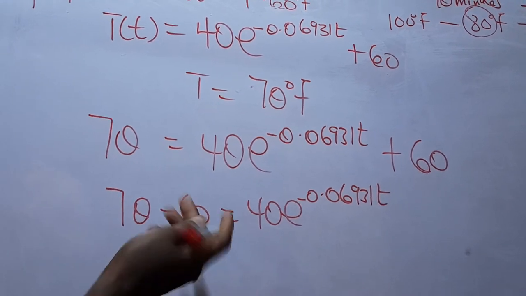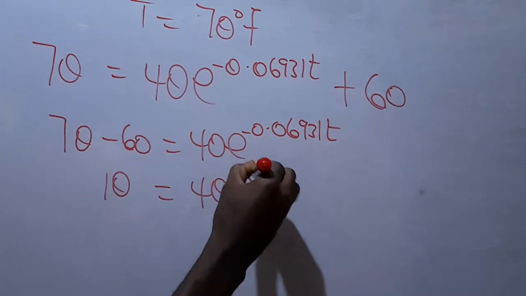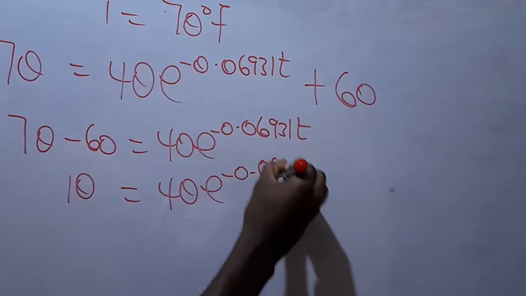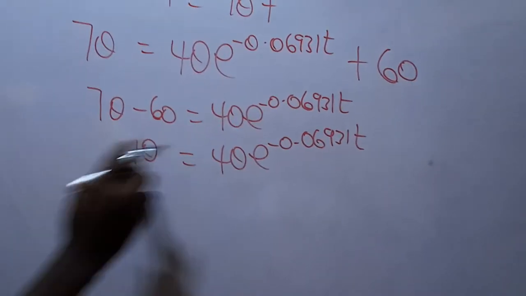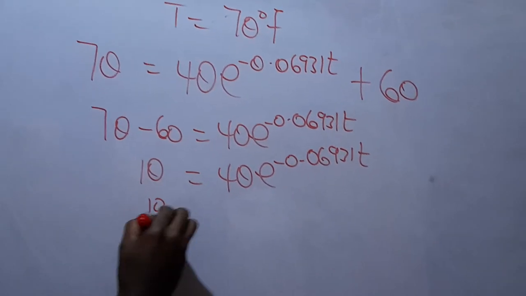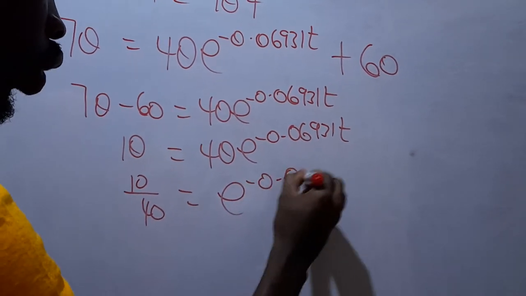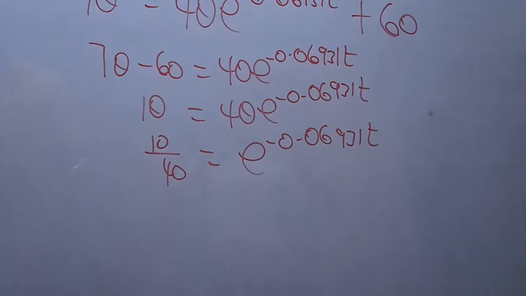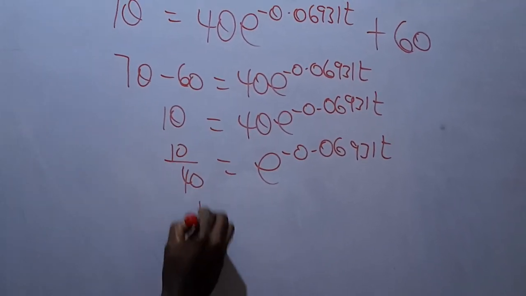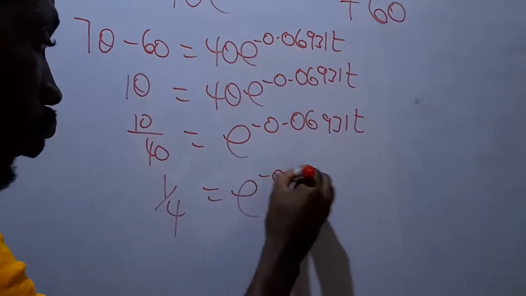70 minus 60 is 10. So 10 will be equal to 40 e exponent negative 0.06931 t. We divide both sides by 40. So we have 10 over 40 will be equal to e exponent negative 0.06931 t. 10 divided by 40 is 1/4, equal to e exponent negative 0.06931 t.